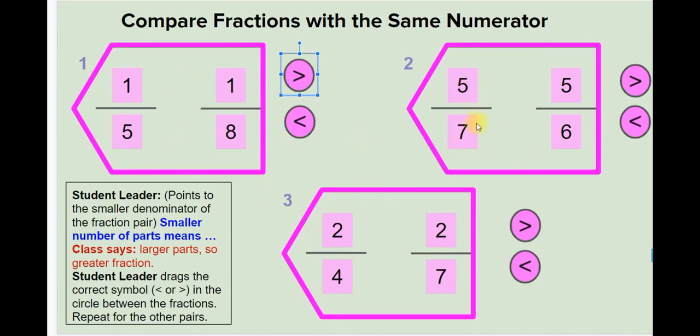Class, compare. 5/7, this is the class, compared to 5/6. Student leader, are the numerators the same? Class, yes. 6, student leader, 6 is the smaller denominator. Class says, which means it is the larger the fraction. Class, what's the comparison? Class, 5/7 then is less than 5/6. Student leader, why? Class, because 7ths are less than 6ths.